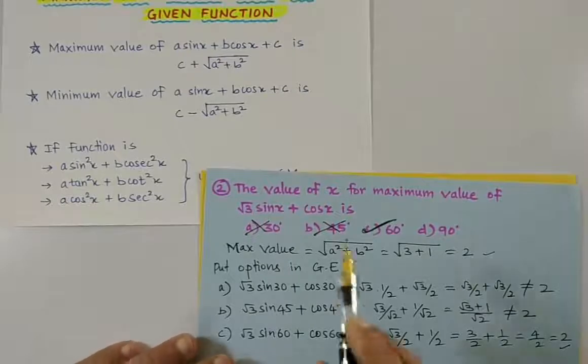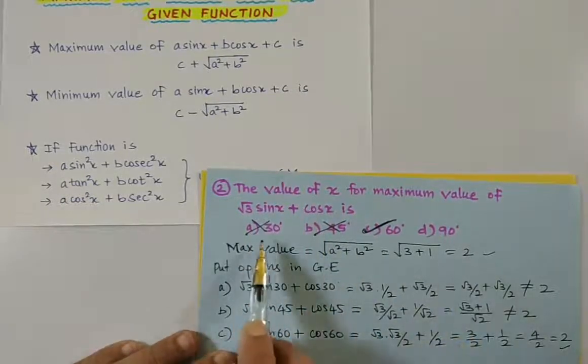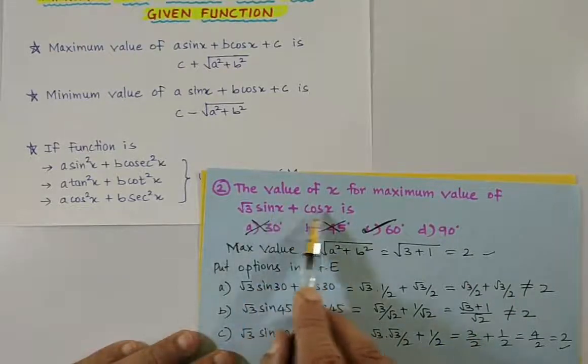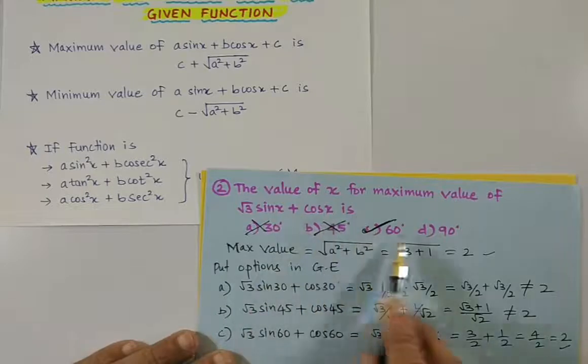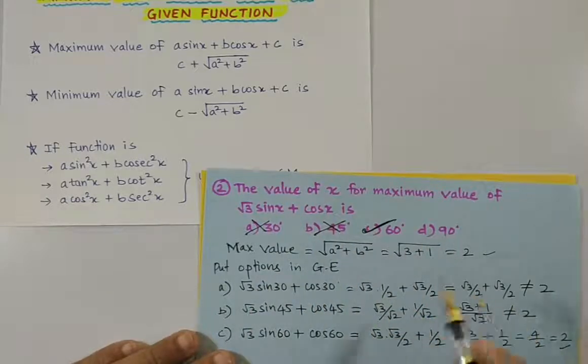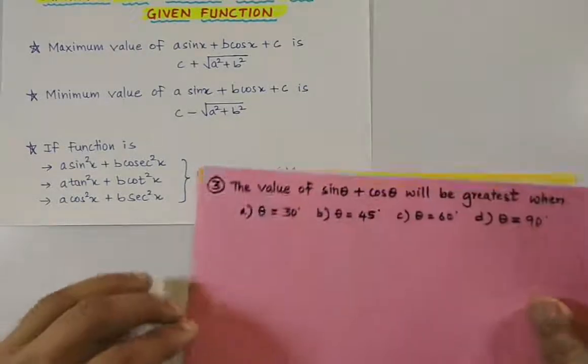Clear, students? So what I have done, first I found the maximum value of this. Then I checked the options for the angle, that is x. So then substitute these angles. For whichever angle you get the maximum value, that will be our answer. That is, here we have C. Now similarly, next I will take the third one.